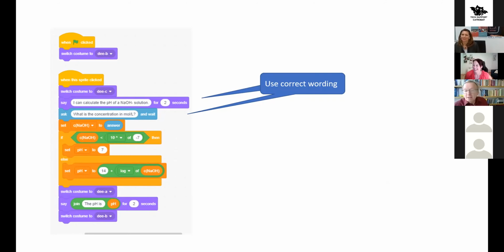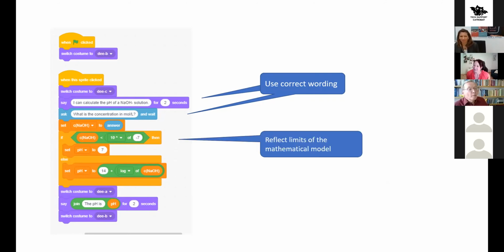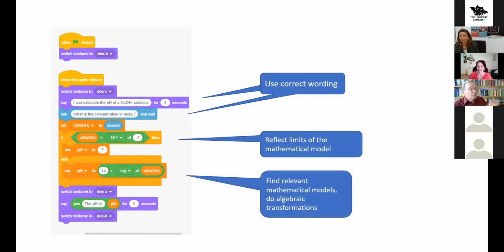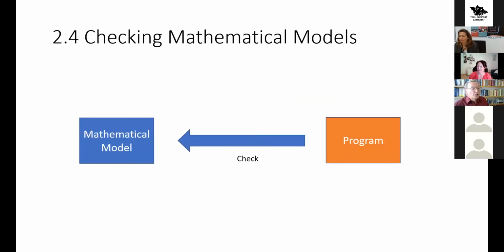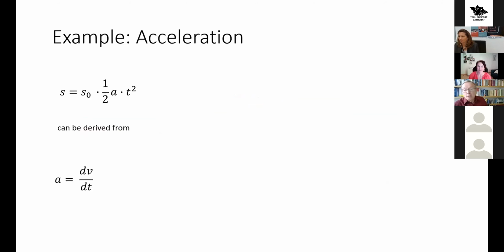So you can reflect the limits of the mathematics, and you do all the stuff you do when you solve a traditional task from a textbook. Okay, so just quickly through the other examples, you can check mathematical models. The examples are a little bit more complex. I just show a few.